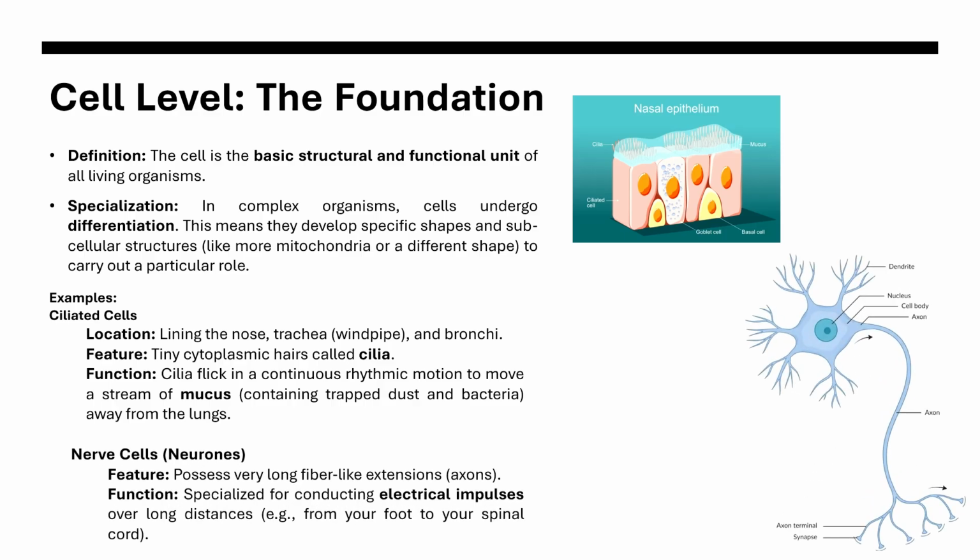And the next example is nerve cells, which are also called neurons. These are the long distance communicators. Their most striking feature is the axon. This is the axon, a very long fiber-like extension. Because the axon is long, it allows the cell to conduct electrical impulses over massive distances. This is how a signal can travel from your toe all the way to your spinal cord in a split second. A normal round cell could never bridge that gap.